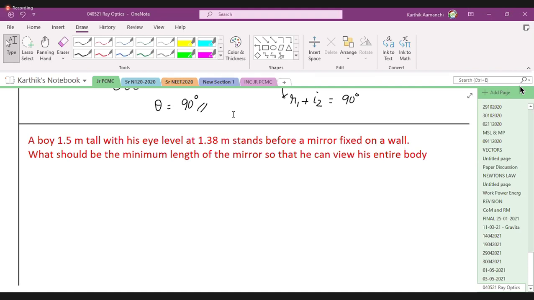A boy 1.5 meter tall with his eye level at 1.38 meter stands before a mirror fixed on a wall. What should be the minimum length of the mirror such that he can view his entire body? Now I see how many of you are very good at trigonometry and mathematics.